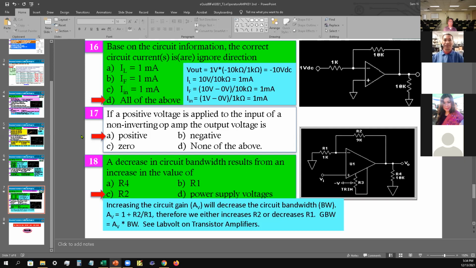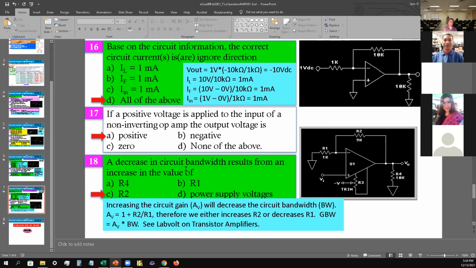For number 17, if the positive voltage is applied to the input of a non-inverting op amp, the output voltage is... So we put in the positive here, so we're going to get a positive output. On the non-inverting, we're going to get a positive answer. So A, as in apple, for number 17.